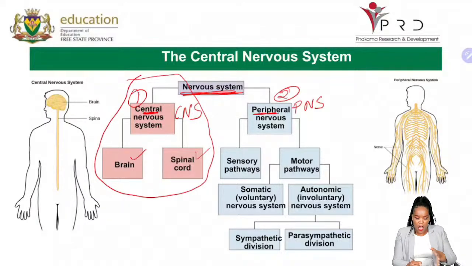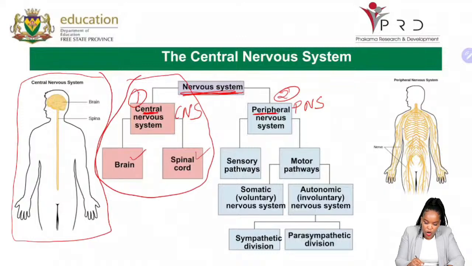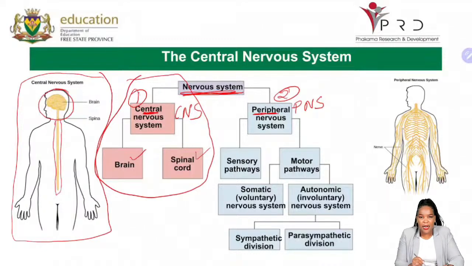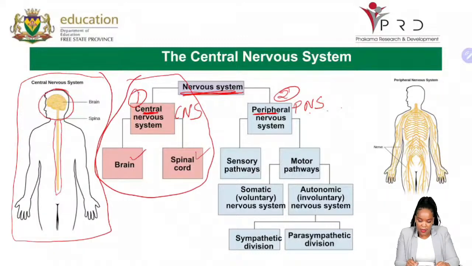So when you take a look at this diagram over here, the one that I'm going to circle right now, it shows you the brain and the spinal cord. The brain and the spinal cord are the main central nervous system. So the central nervous system consists of the brain and the spinal cord, only those two parts. Then we will come to the peripheral nervous system later on. Let us unpack the brain and the spinal cord.